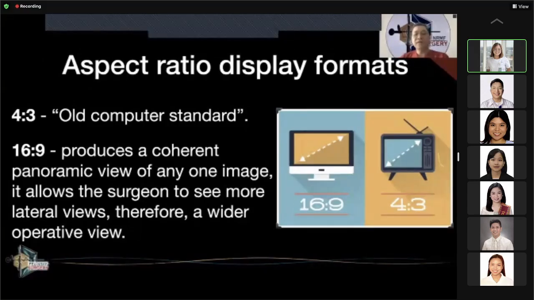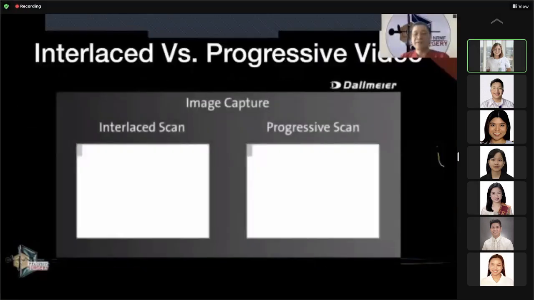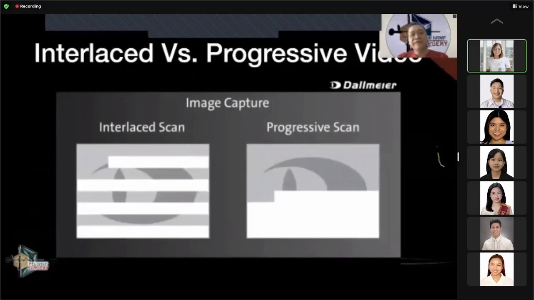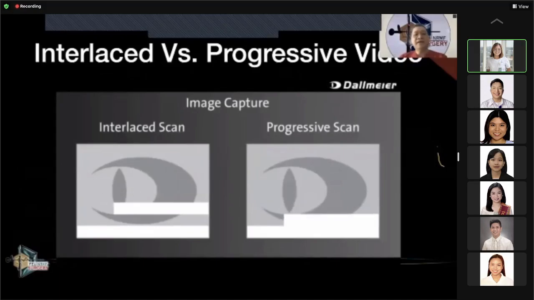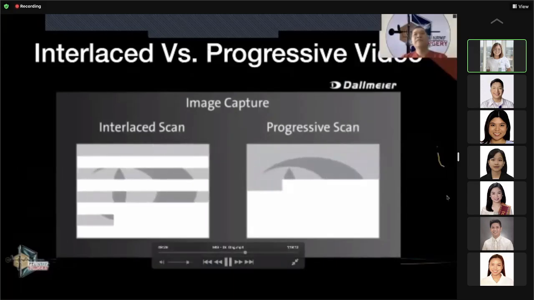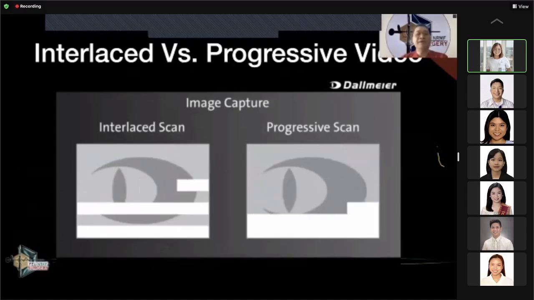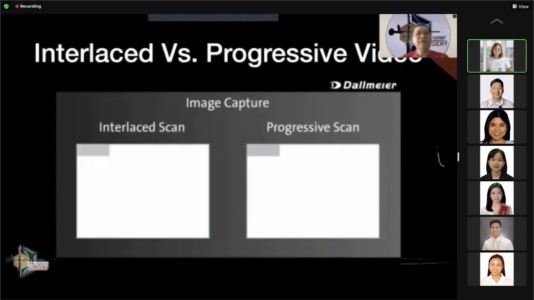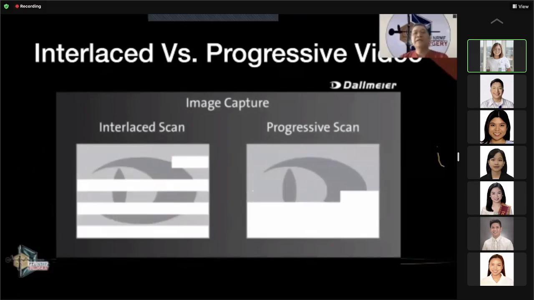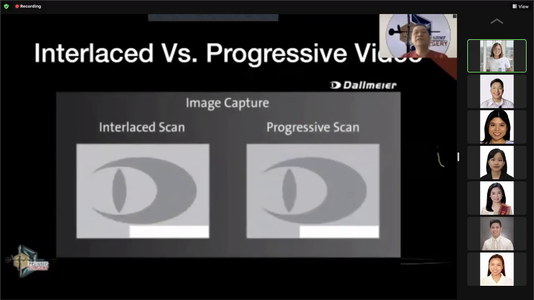So what are the differences of these two? So you can see here interlace and progressive scanning. Interlace scanning are the ones that you use for your 4:3 monitors. If you try to take a video or a picture of your old monitor, you can see horizontal lines. It is because interlace scanning is this way. While progressive scanning is, there is continuous projection of your image. That's why your eyes do not need to adjust to your progressive scan. It means what you see is what you get.